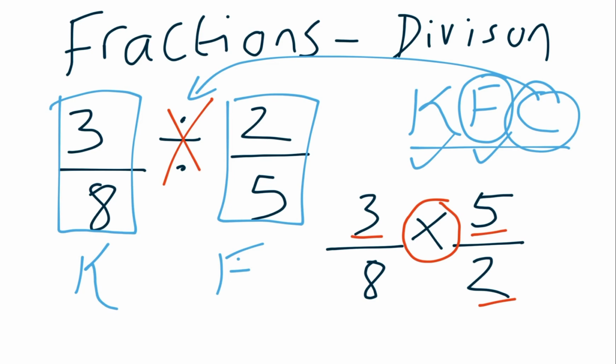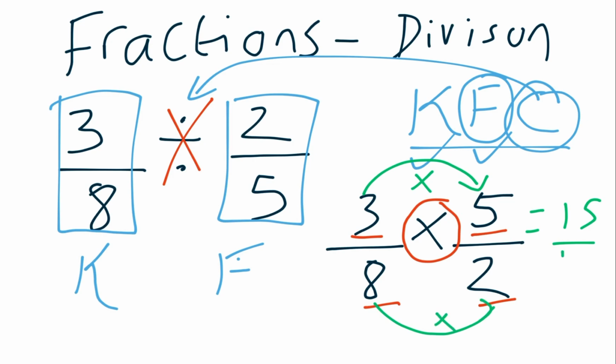We have a 5, we have an 8. Is there any number that can go into 5 and 8? No, there isn't. So therefore, we're going to use the rainbow method because it's multiplication again. So 3 times 5 is equal to 15. And 8 times 2 is equal to 16. So the answer is 15/16. Let's have a look at another question.